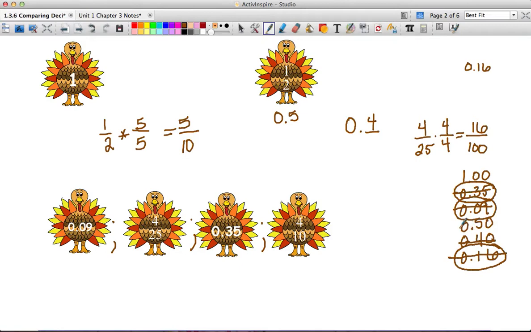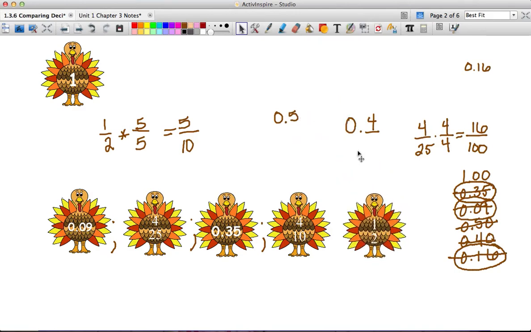And then my next smallest has to be the 5 tenths, or the 1/2, as it is written in our original form, because that is the only number left that is not a whole number. And then last but not least will be my 1 whole.